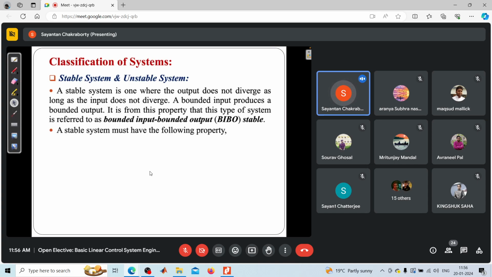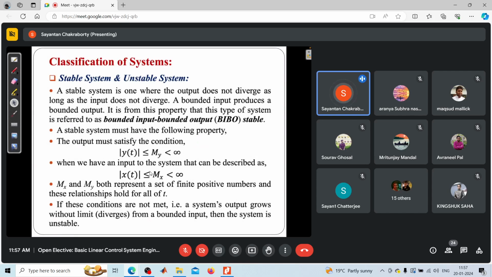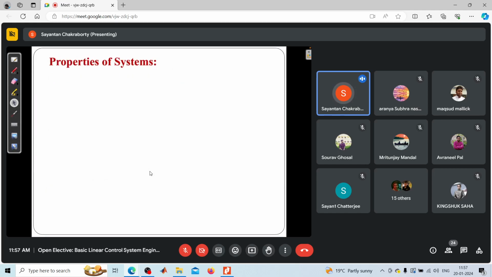So a stable system must have the following property. What is that? Given an input x(t), which is bounded by some finite margin Mx, the output must also be bounded by a finite margin My. Then only you can say the system to be BIBO stable, right? And if it fails to do so, that is, if the output grows without limit or diverges, and y(t) is not bounded by My, even though x(t) is bounded by Mx, we call it an unstable system. We'll take an example of each and everything.